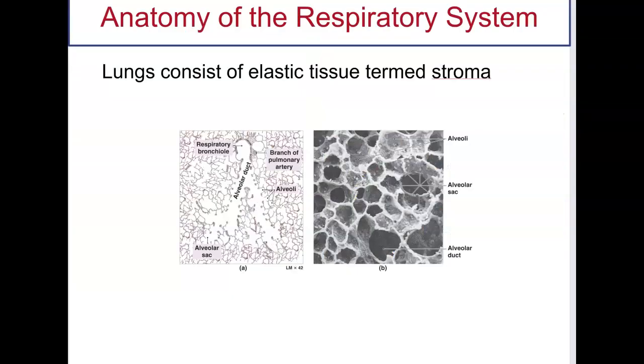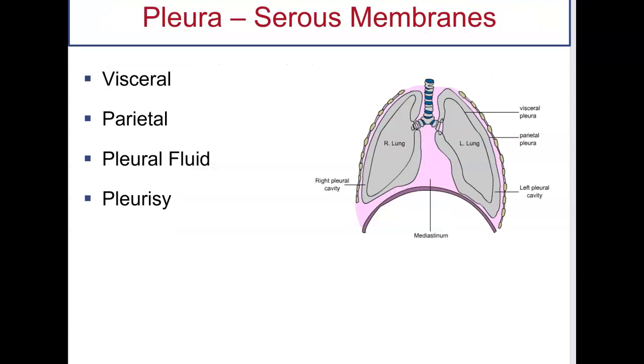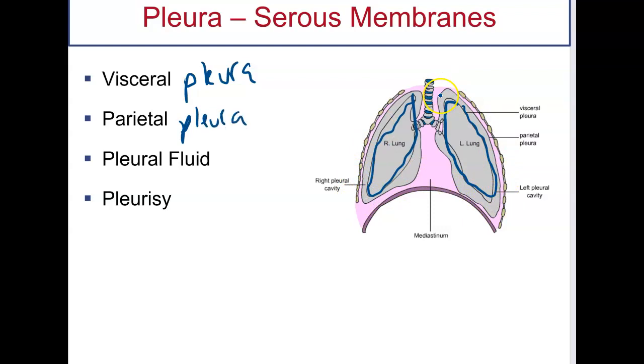And so we know the lung has this very elastic tissue called the stroma. Remember, elasticity means that if you stretch it, it will recoil. So it's very important that it recoils. And then we have our serous membranes. Remember that visceral means that it always attaches directly to the lung. So each lung has its own visceral pleura, which attaches to the lung. And then around the outside of it, lining the cavity, is the parietal pleura. Between them, I'll put little X's here, is your fluid, which is there to lubricate and reduce friction.